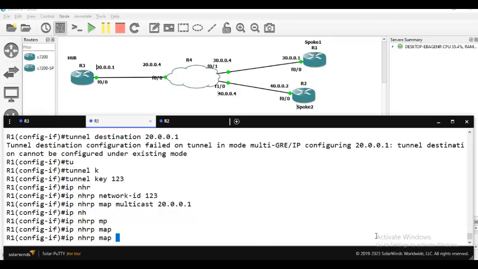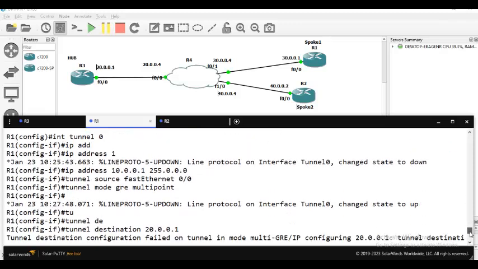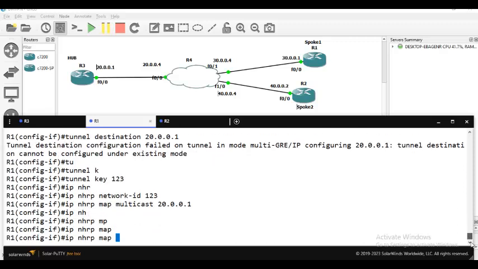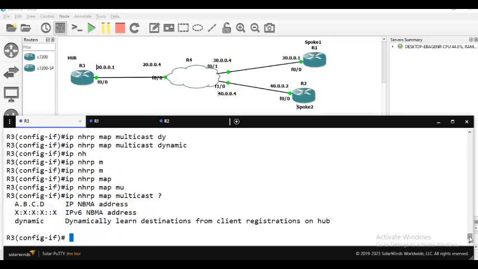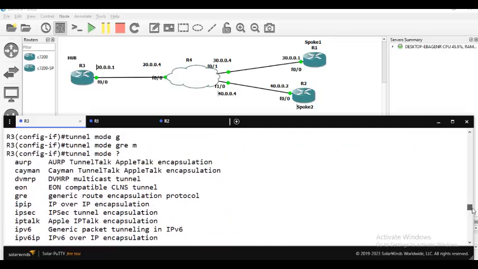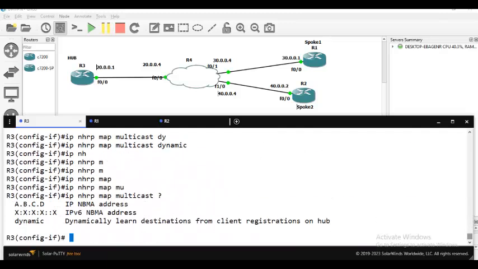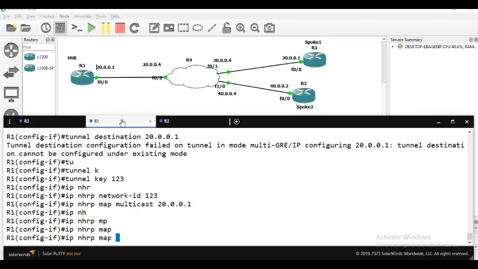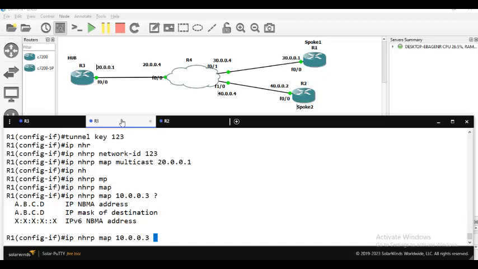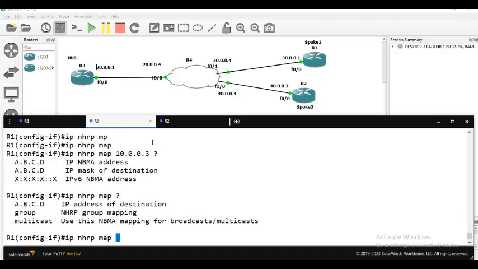Yeah, 10.0.0.3. And then the next, the public IP address. If you see the command, put a question mark, it says the IP address of the destination. What destination? Tunnel destination. You are in the tunnel. So that will be like 10.0.0.3, and then NH means NBMA, public IP address, non-broadcast multi-access address, which is 20.0.0.1.